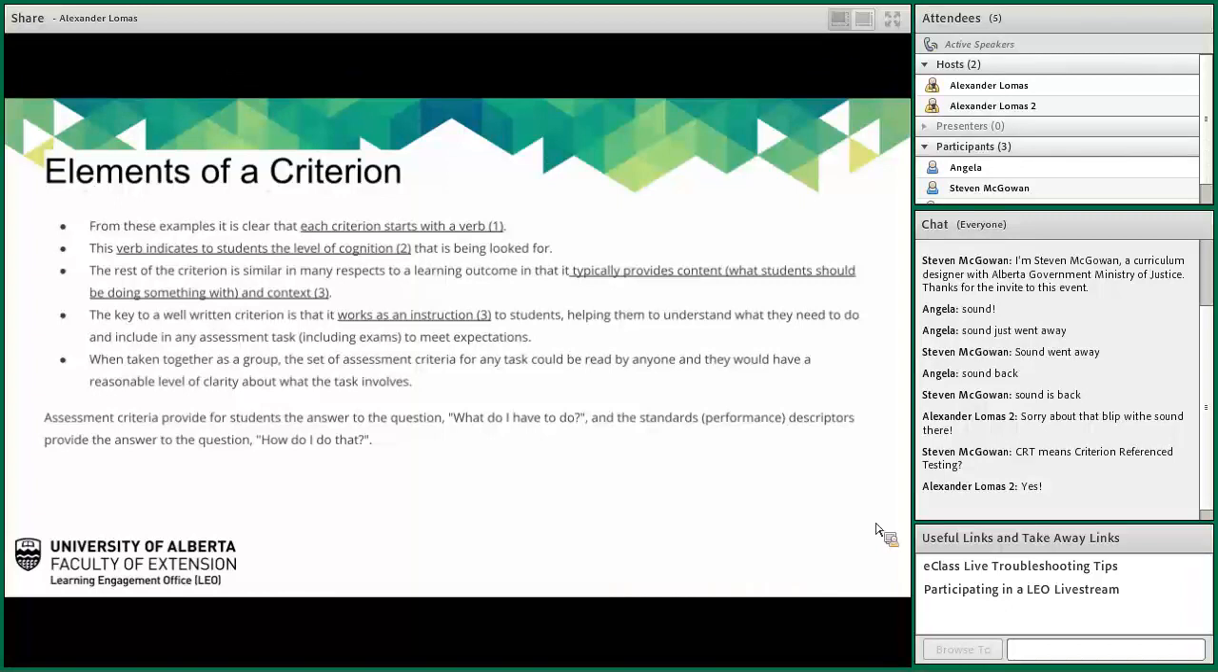Right? And those are the two things most teachers tear their hair out over. Student doesn't get what it is they have to do and they don't understand how they have to do it. So those are the two things that I think are probably most critical in terms of criterion and why you would use them.